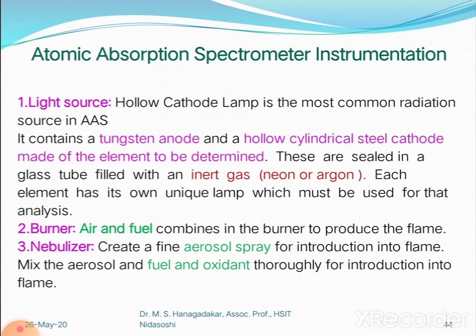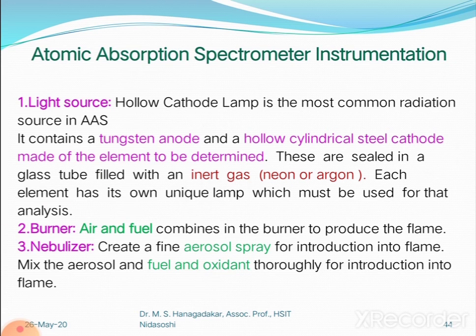That is the most important part, and it is decided by the kind of element used for the analysis. It contains tungsten as the anode, and a hollow cylindrical steel cathode made up of the element is used in the hollow cathode lamp. The tube is sealed with an inert gas, neon or argon, and each element has its own unique lamp to be used for the particular elemental analysis.